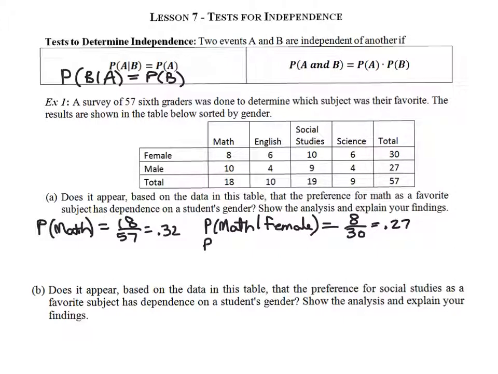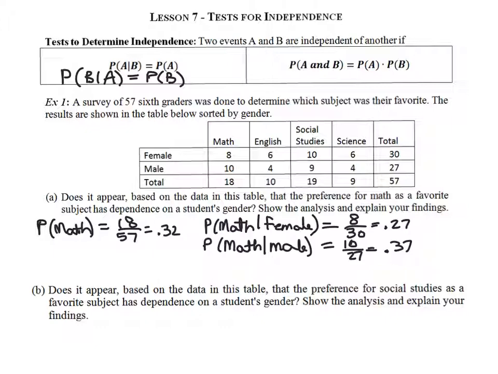Let's do the same thing for male students. So we want to know the probability of math given that we have a male student. I'm looking at the row of male students, and out of the male students, I see that 10 of them prefer math out of the 27 that could possibly be questioned. So 10 out of 27 gives me, as a decimal, 0.37.